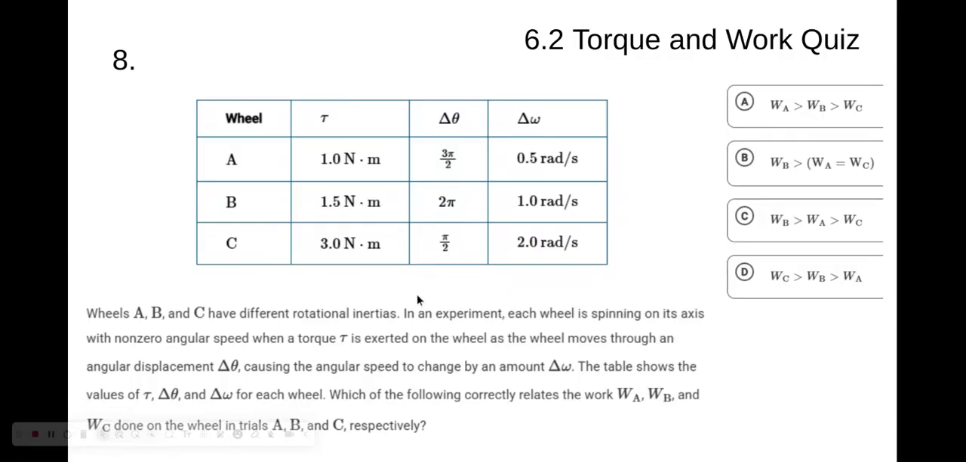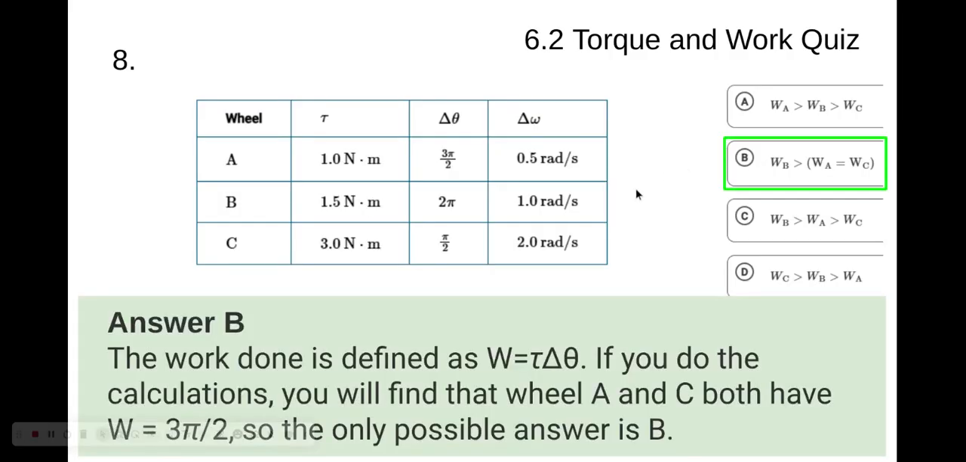Now, this is one of those cases where you've got to be careful. They're probably giving you too much information, because if you just calculate work, all we need are these two values. We don't need this. If you take a quick look, this has a 1, a 3, and a 2. This has a 1/2 and a 2. So that's going to be 3. This is going to be 3 over 2, and this is going to be 3 over 2. So A and C are going to be equal to each other. The only choice that has A and C equal to each other is B. So the answer is going to be B.